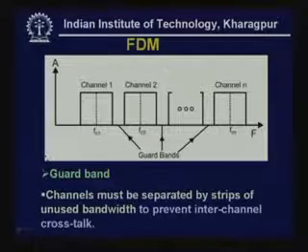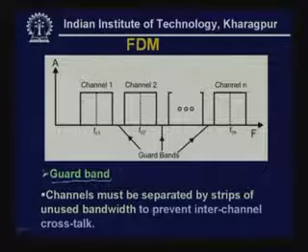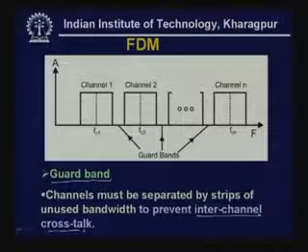And here it is shown in more detail, with carrier frequencies Fc1, Fc2 and Fc3. Apart from having separate bandwidths for each of the signals coming from different sources, there is some extra overhead, which is known as a guard band. This guard band is necessary so that channels are separated by strips of unused bandwidth to prevent inter-channel crosstalk. If the channels are very close, the signal of one channel will disturb the signal of the other. Sometimes when we receive radio signals, adjacent channels are so close that if the filtering is not done properly, it disturbs the signal of adjacent channels.